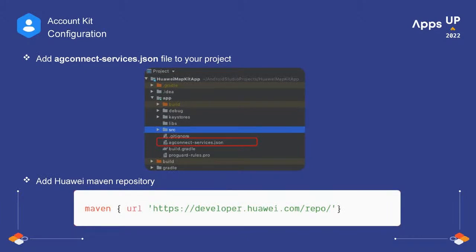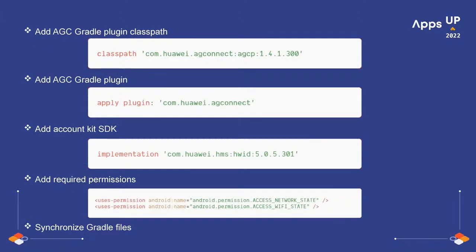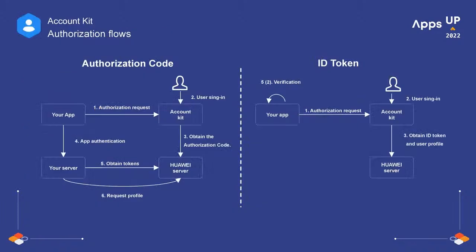Next, we're going to take that file and place it inside the app folder. Then we have to add the Huawei Maven repository to the project level build.gradle or into settings.gradle. Next, we have to add the App Gallery Gradle plugin class path and also apply the plugin in the app level build.gradle. Then we add the Account Kit SDK, add the required permission to the Android manifest, and synchronize the Gradle. This will download all the necessary SDKs, and we will be ready to invoke the different APIs that Account Kit offers. But before we move into the code, let's first learn about how Account Kit works and the different authorization flows.